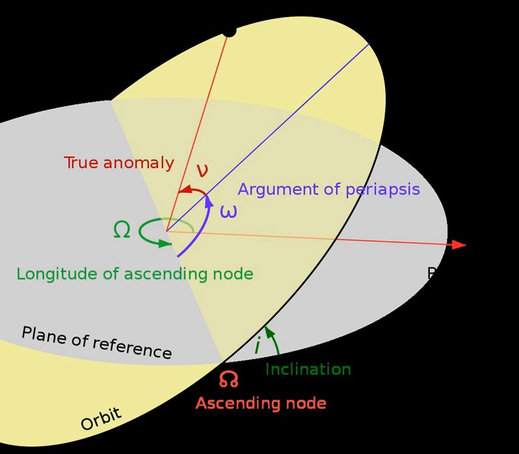Ω equals ARG(−z_2, z_1), i equals ARG(z_3, √(z_1² + z_2²)), ω equals ARG(y_3, x_3), where ARG(x, y) signifies the polar argument that can be computed with the standard function atan2(y, x) available in many programming languages.